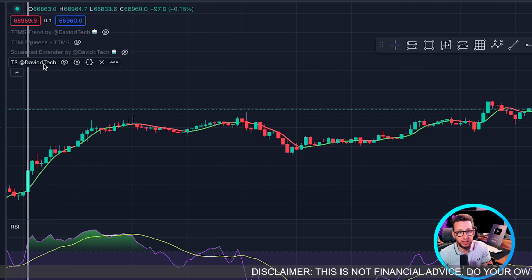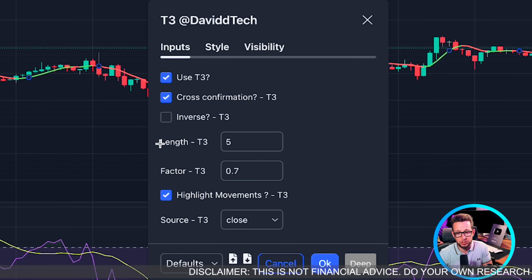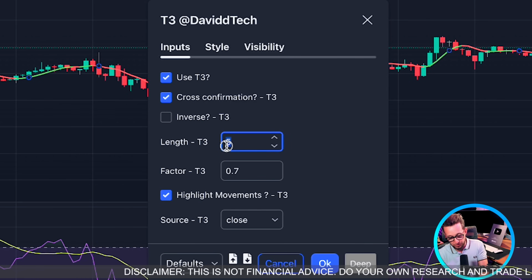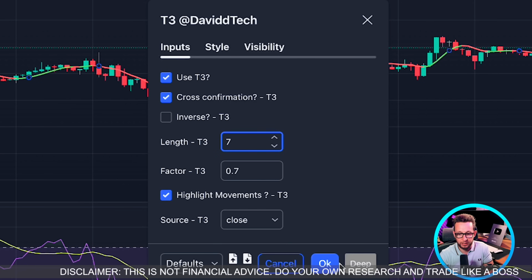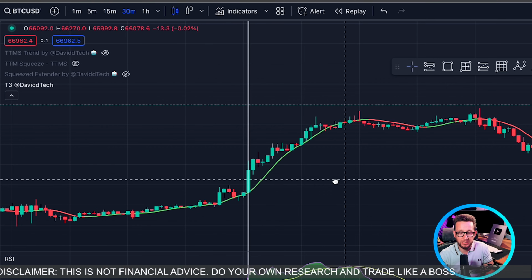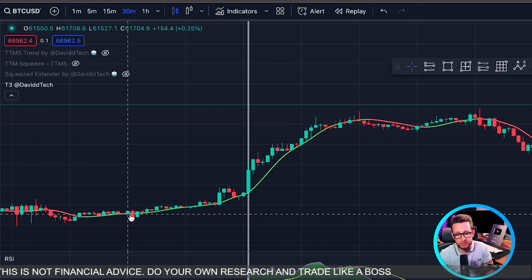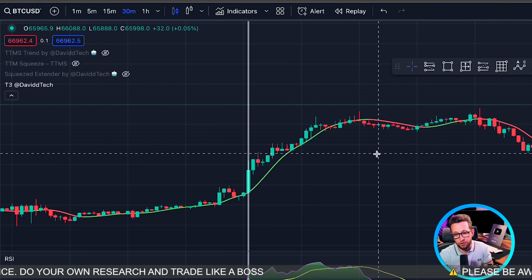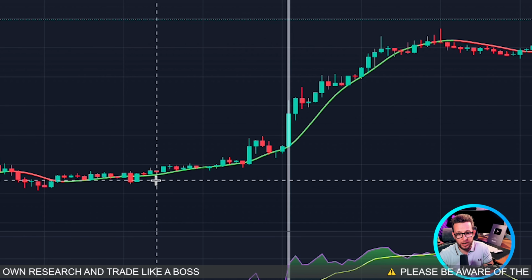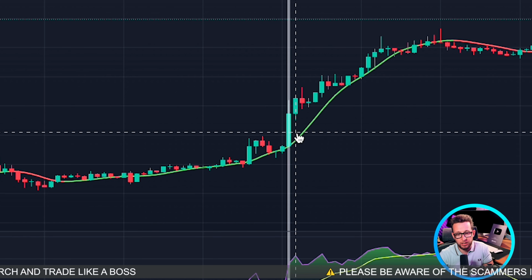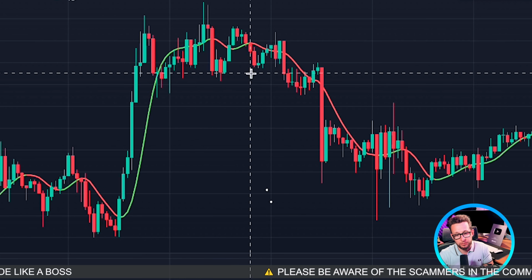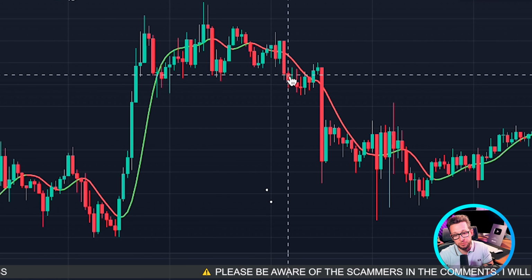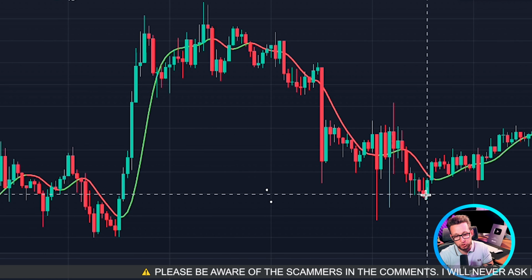Now we're going to leave the T3 almost with default settings. We're just going to come here and change the length to 7, giving us our trend direction. So as you can see, the T3 hugs price. It turns green when we're looking at a bullish trend and red when we're looking for a bearish trend. When price is above and it is green, we're looking to take longs. When the T3 is red and price is below, we're actually looking for shorts.